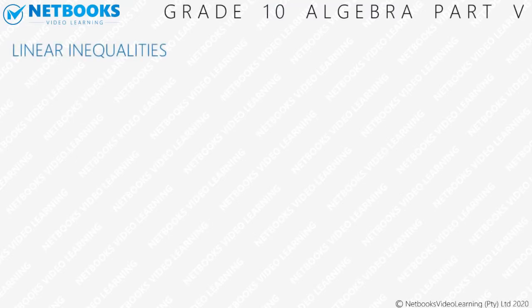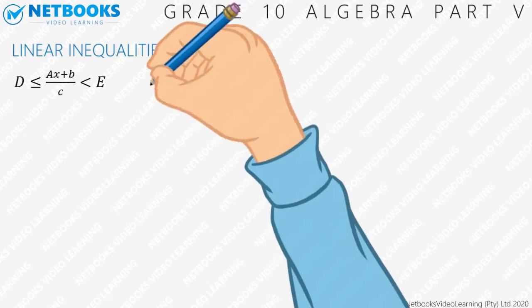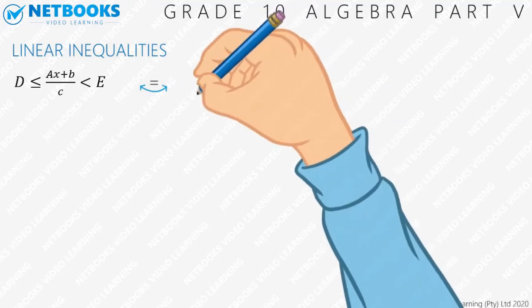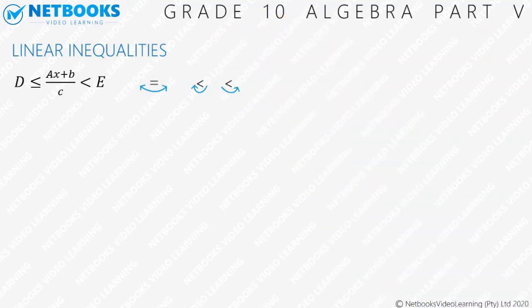Linear inequalities. We have this inequality. A, B, C, D, and E are numbers. And we have one variable, which is x. The aim is to get the variable on its own. With equations, we would move terms to the other side of the equal sign. The difference here is that we move terms to both the left and right hand side, each time.